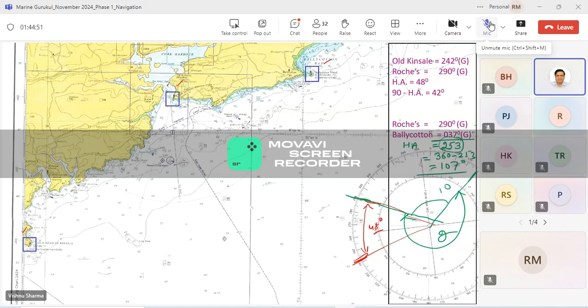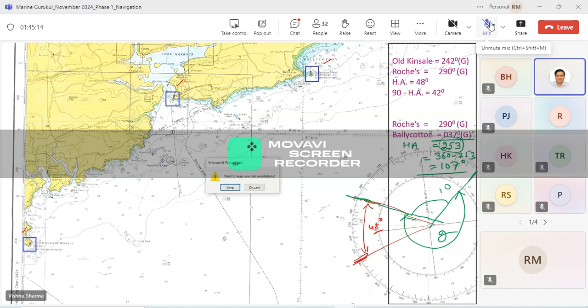Is that clear, beta? You can show it like this, or you can read off from the compass rose, whichever way you are comfortable with. But horizontal angle can never be greater than 180. Is that clear? Class, is that clear? That the horizontal angle is 107 degrees in this case? Yes or no? Yes, sir. Okay.